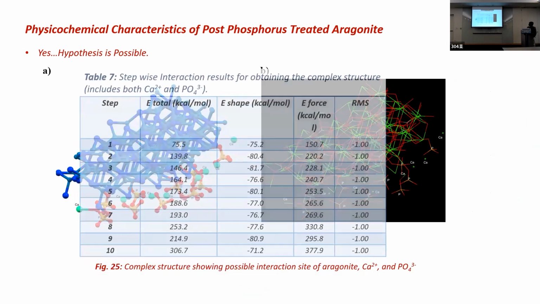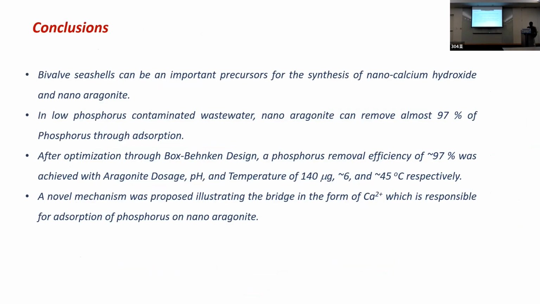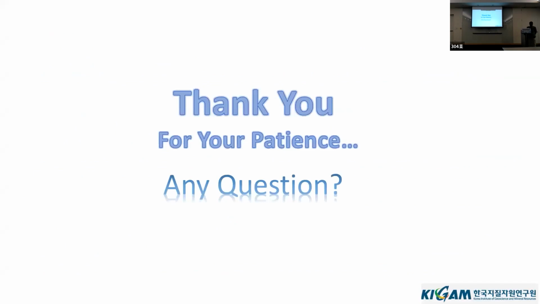Finally, I would like to conclude my presentation. Aragonite crystals can be efficiently synthesized in high purity from seashell, and those aragonite crystals can be used for the removal of phosphorus through an adsorption process. The optimum parameters are an aragonite dosage of 140, pH 6, and a temperature around 45 to achieve around 97% efficiency. And finally, a novel mechanism was proposed, illustrating the bridge in the form of calcium ions, which is responsible for adsorption of phosphorus at the nanolevel. Some references. Thank you for your patience.